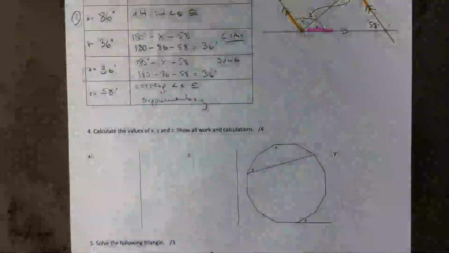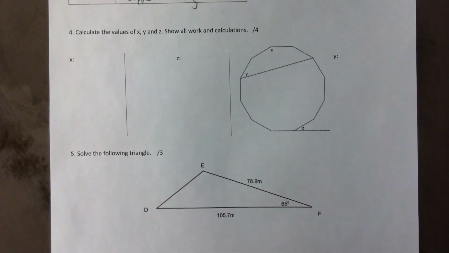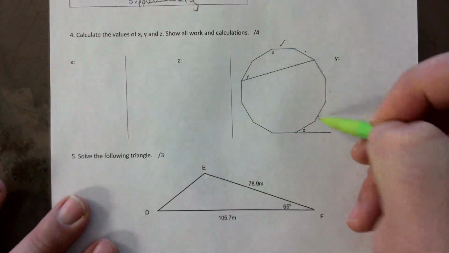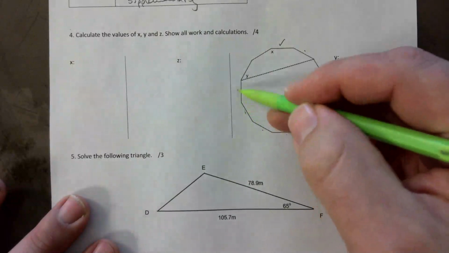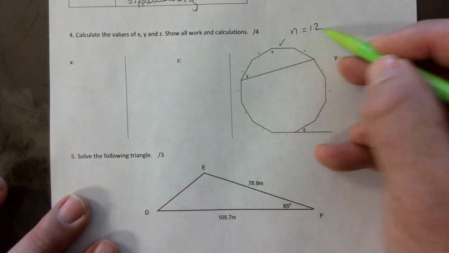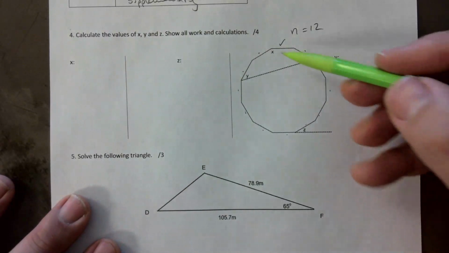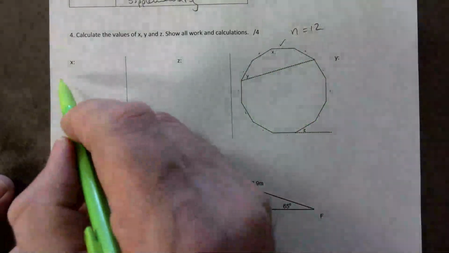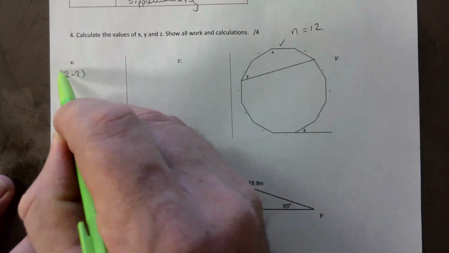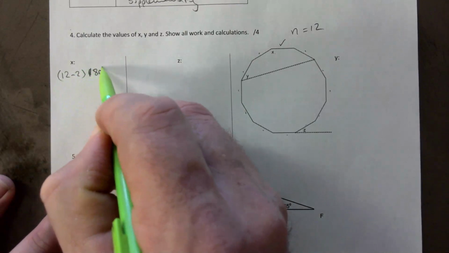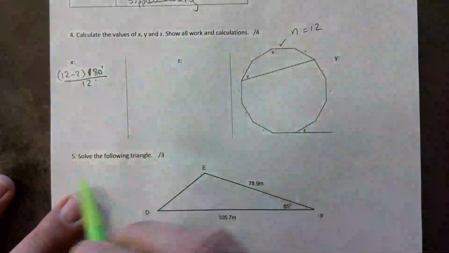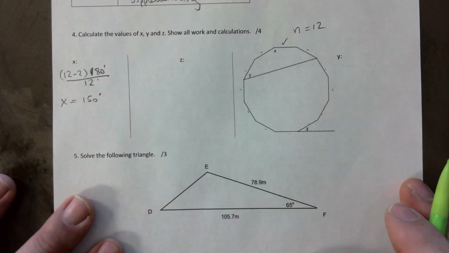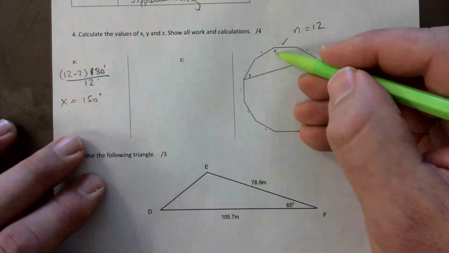So that leads into the inscribed polygon. Whenever you have an inscribed polygon, folks, count 1, 2, 3, 4, 5, 6, 7, 8, 9, 10, 11, 12. So n is equal to 12. Do not double count. X is one of my interior angles of that big polygon. So it's really 12 minus 2 times 180 over 12, and so x is equal to 150 degrees. So that's 150 up there.